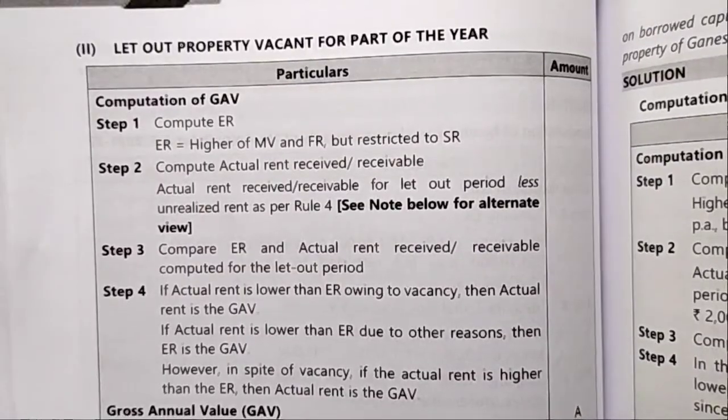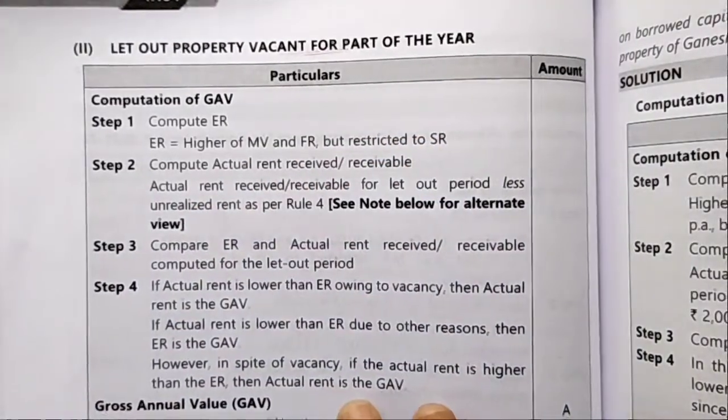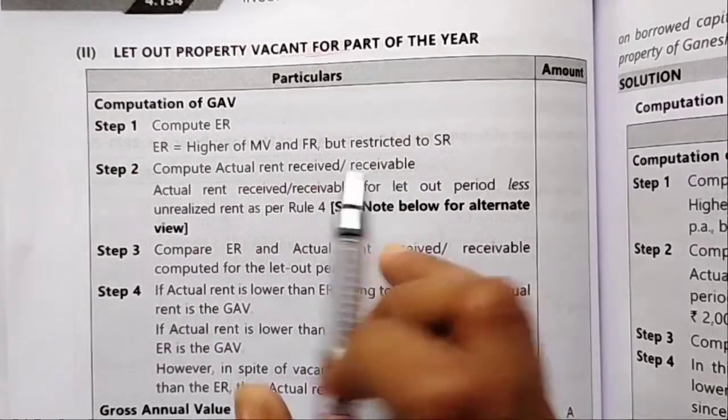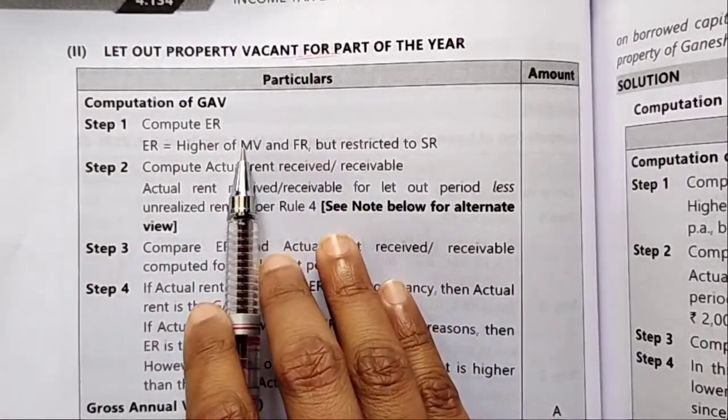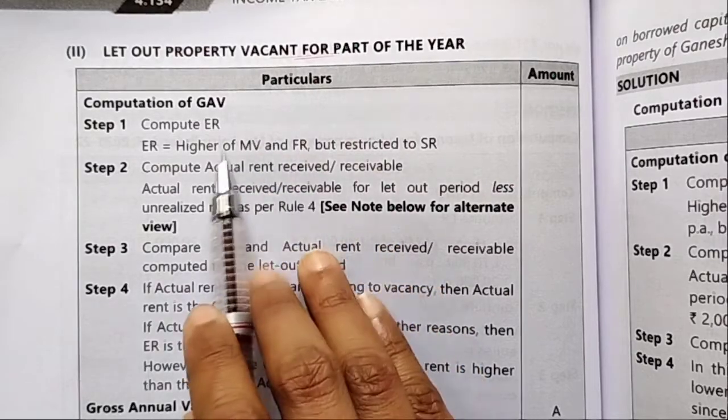Now, we are going to look at a second case where the let out property is vacant for part of the year. That means the property is not let out for the whole previous year. Here, the property is let out only for a part of the previous year. In such case, how to compute the income from house property?